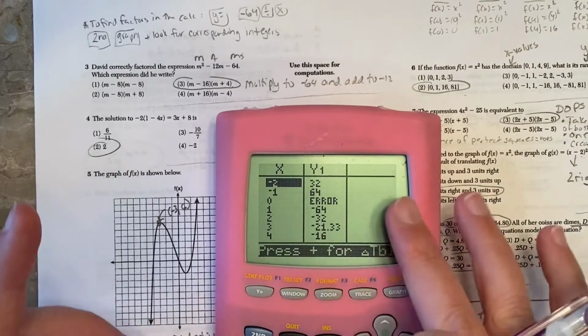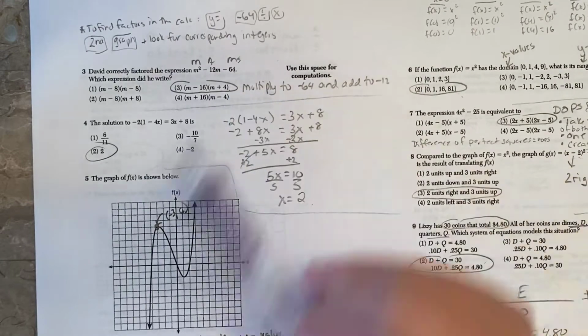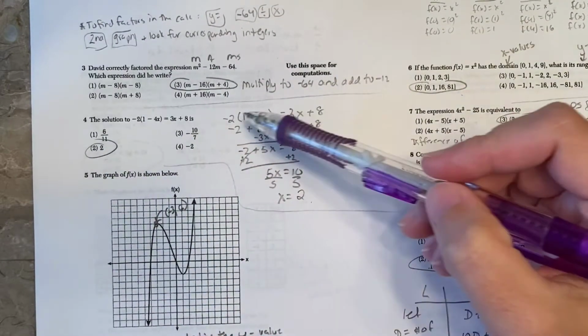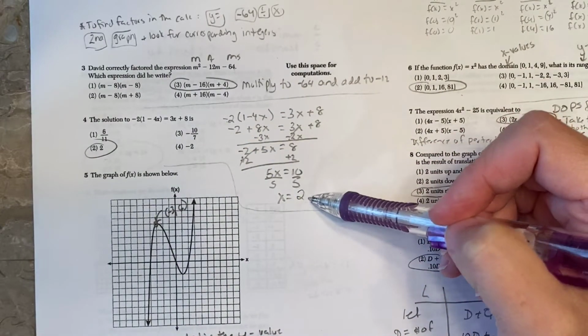Anything that's a decimal, you just basically ignore. So that could help you get your factors, which are negative 16 and positive 4. Okay, number 4, the answer is 2. The solution to this, basically you're just going to distribute. Just be careful, your negative times a negative. Solve, and you get x equals 2.